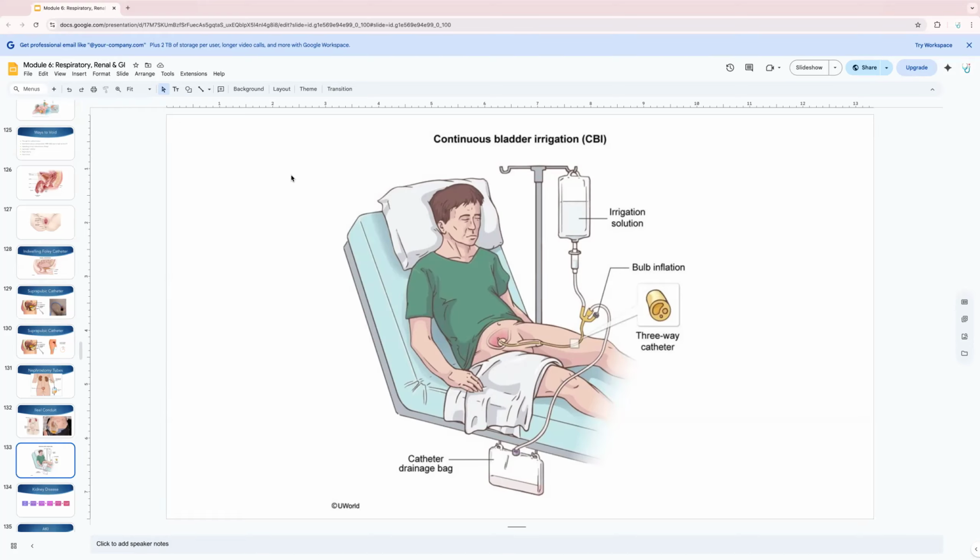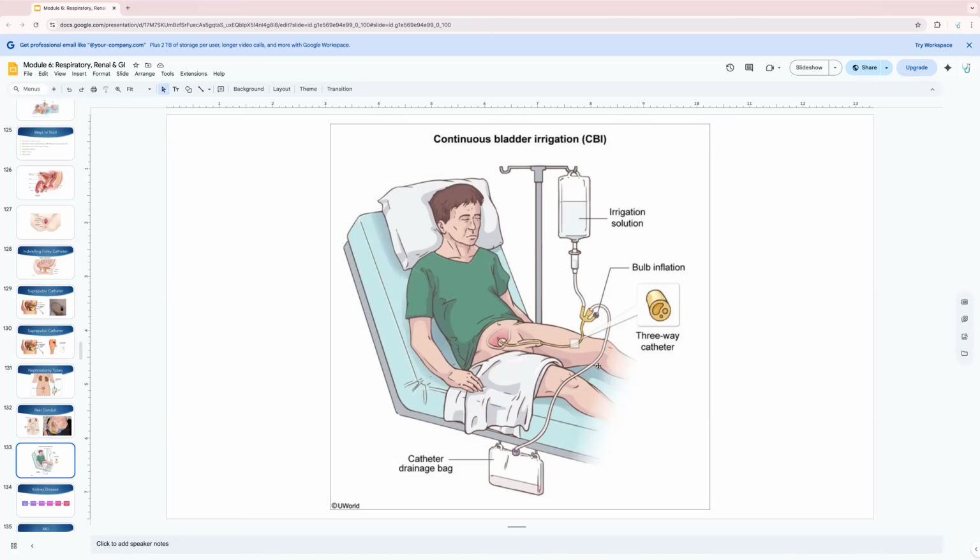And what's going on here is you're going to have a three-way catheter. So these are the three ways of the catheter. You have irrigation solution going in. Why? Because whatever procedure the patient has gone under, or whatever disease process the patient is dealing with, it requires that the irrigation solution wash the bladder so that blood clots don't get stuck. So irrigation is when we put fluid in and allow it to drain back out, right?